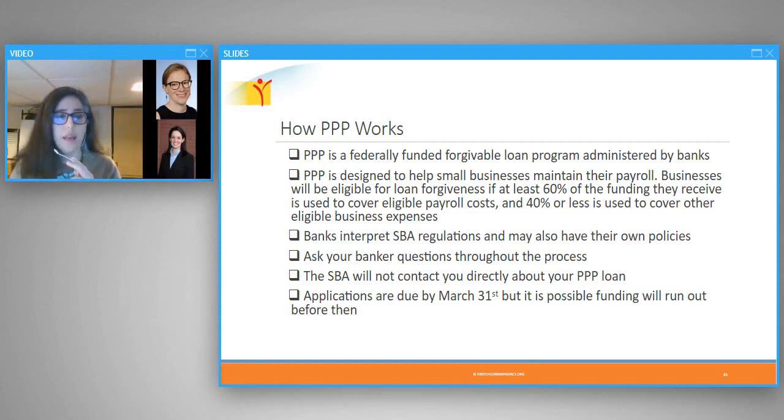Unlike the EIDL, the SBA will not contact you about your PPP. So if you get a call or an email from the SBA, or someone claiming to be from the SBA, about your PPP loan, that is a scam, and you should check with your banker or your lender for official information. The applications for this round of PPP are due at the end of March, but we encourage you to apply before then if you're interested in the program.